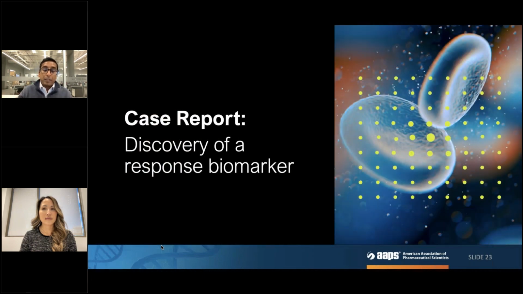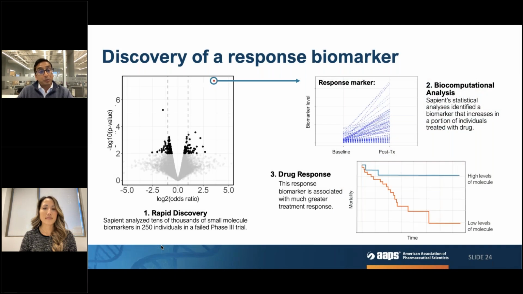Now, we could also begin to think about how we use these markers to uncover drug response, particularly in phase 3 clinical trials. Here's work done together with a client looking at a phase 3 clinical trial in several hundred individuals that ultimately failed for lack of efficacy, going back to our initial slides. When we analyze biosamples from this clinical trial, we identify a single marker, shown here as the red dot, that denotes individuals that actually respond versus not respond.